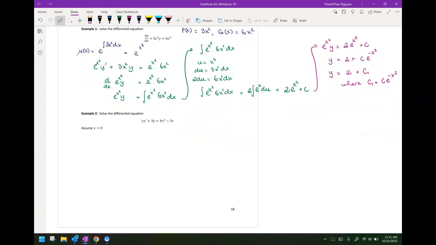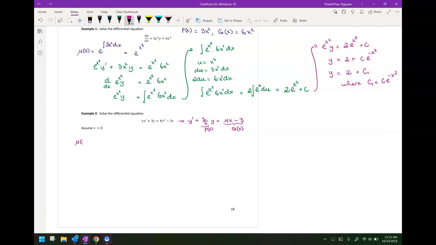Let's take a look at the next one. Assuming that x is greater than 0. So first things first, we need to put this into the linear standard form. So then y prime plus 3 over x y equals 4x minus 3. So here I see that here's my p of x, here q of x.